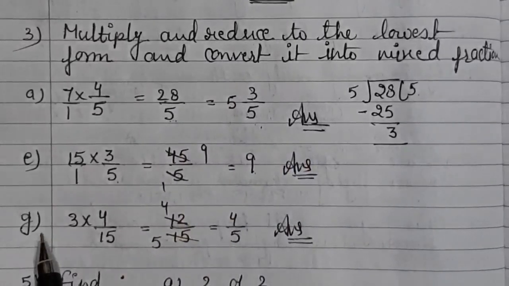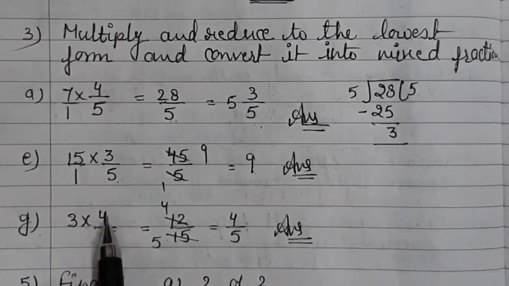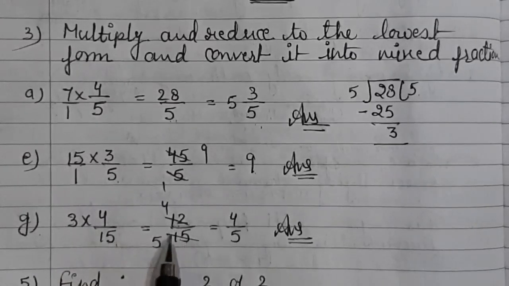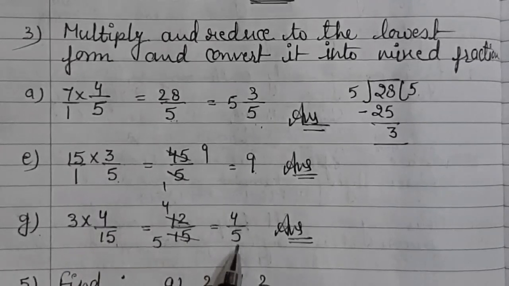Now come to G part. G part is 3 into 4 by 15. First multiply the whole number with the numerator of this fraction. 4 3s are 12, 12 by 15. Then reduce it to the lowest term, right? So when we cancel out, 3 4s are 12, 3 5s are 15, 4 by 5 is the answer.